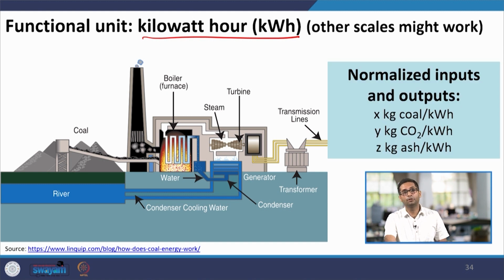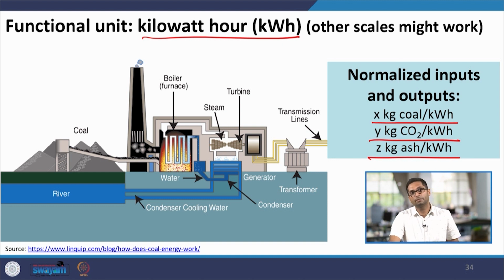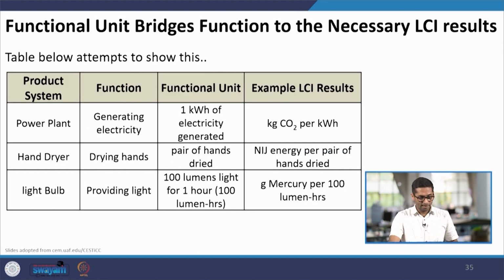And what I would be doing later on is quantifying the amount of coal that is getting used per kilowatt hour of electricity, the amount of CO2 that is produced per kilowatt hour of electricity, and the amount of ash that might be produced per kilowatt hour of electricity. So, this is how I would be using the function unit. I would be quantifying all the emissions with respect to 1 unit of electricity produced. And there could be different function units for different kinds of systems.